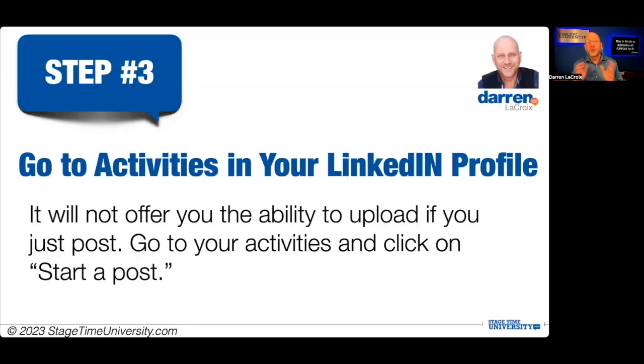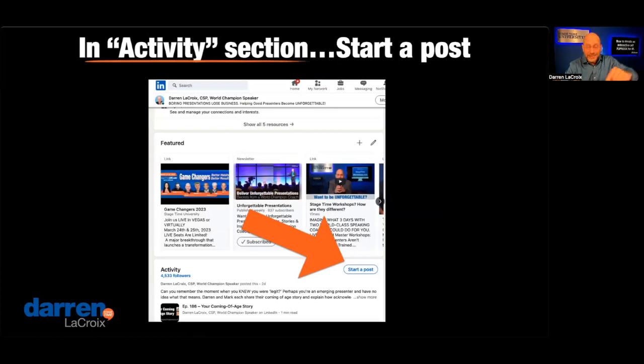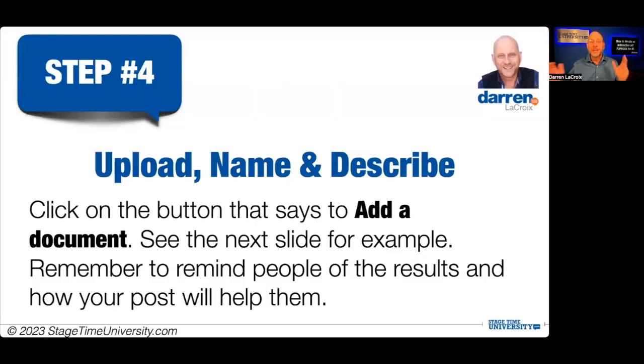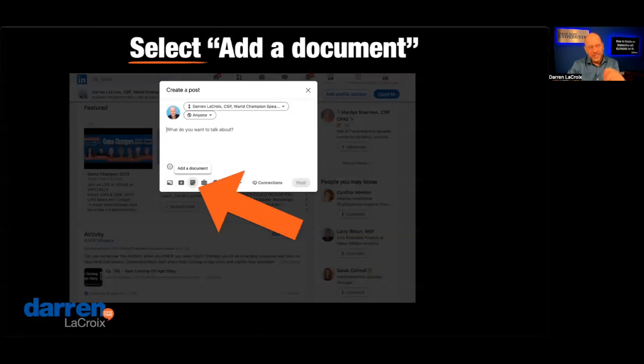Number 3, go to the activities in your LinkedIn profile. So go to activities, click on start a post. Next, upload, name, and describe. Click on where it says to add a document right here. Check that out. You upload it, describe, give the name of the document, and then give a short description.